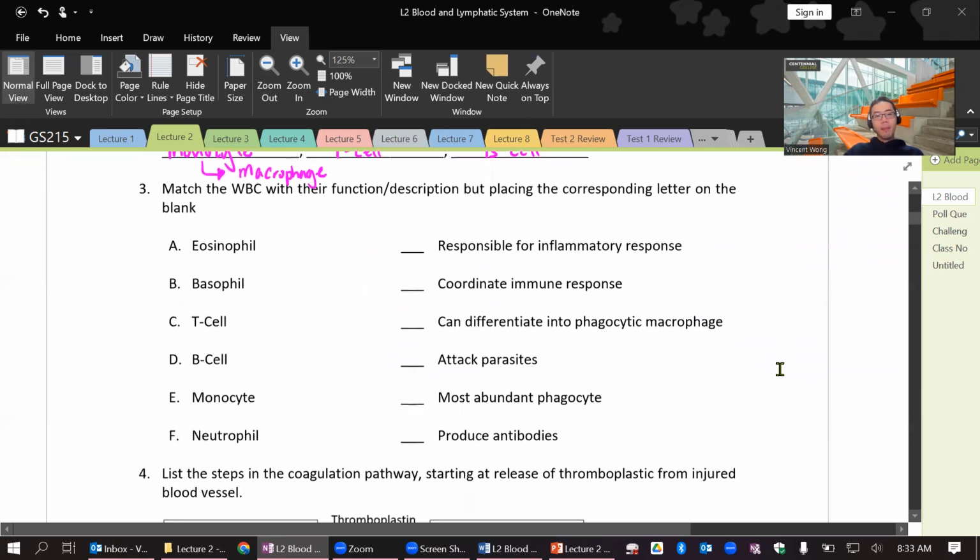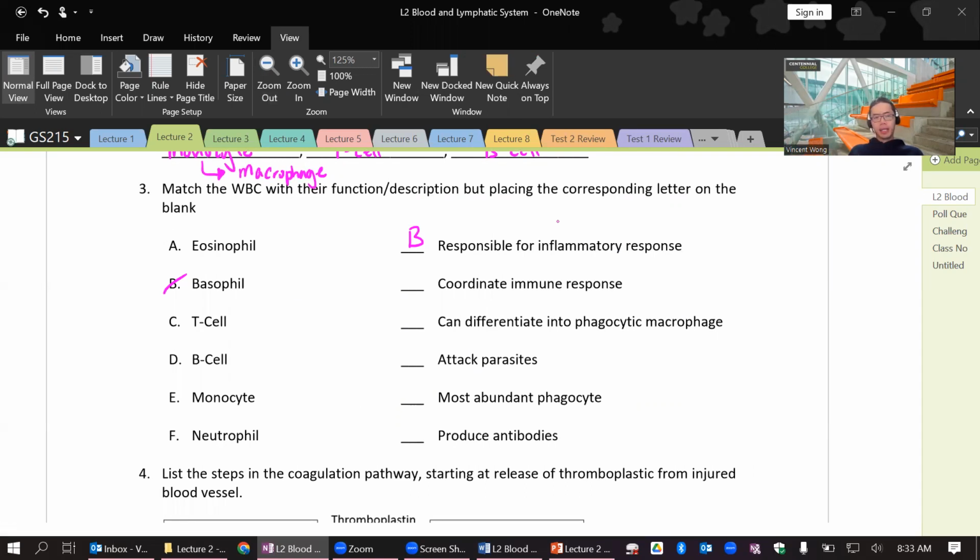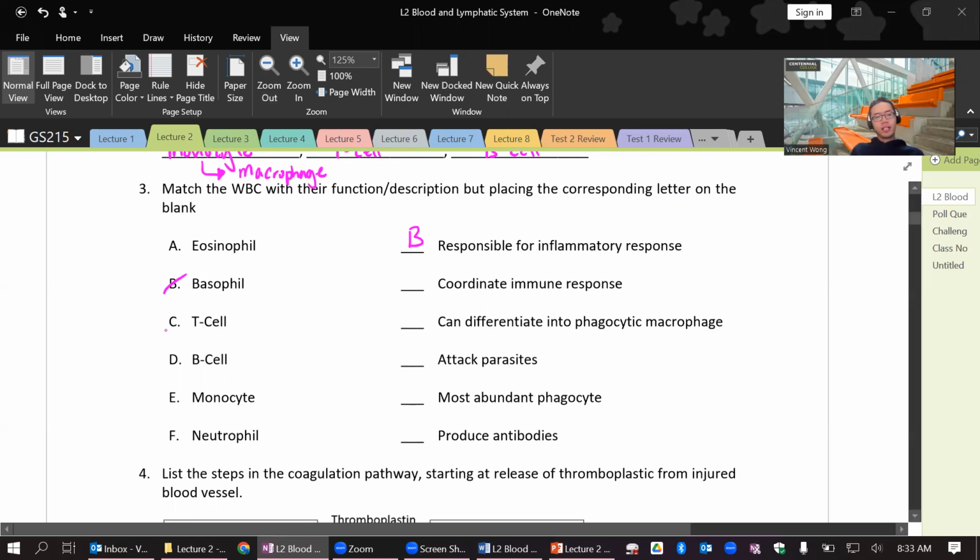Here is a quick matching question. Let's just take it up. Responsible for inflammatory response. Okay, we just talked about it. That would be the job of basophil. Coordinate immune response, right? Telling the cells to transform, to change, to make antibodies. That would be the job of T cells.